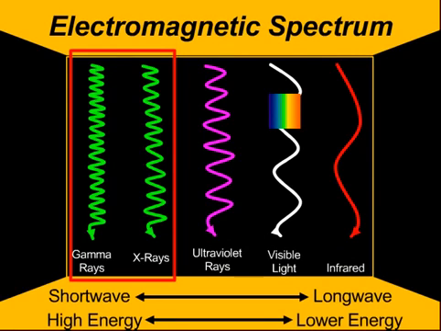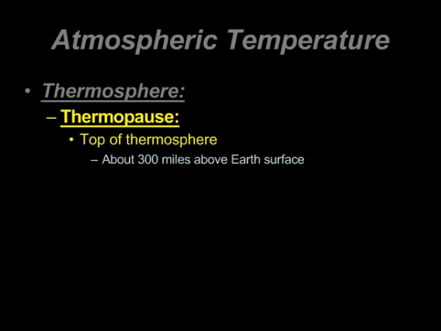I'm just bringing this back to refresh us on gamma rays, X-rays, shortwave, and high energy. In the previous slide, the gamma rays and X-rays are the shortwave, high energy rays that are filtered out in this upper level of the atmosphere, in the thermosphere. One of the things we're going to see with each of these layers based on temperature is that there's a specific barrier, a specific line that denotes the change from one layer to the next. The first one is called the thermopause, and the thermopause is the top of the thermosphere.